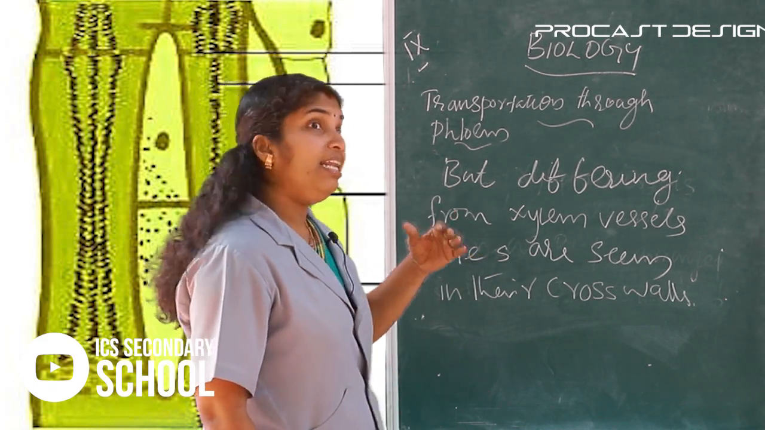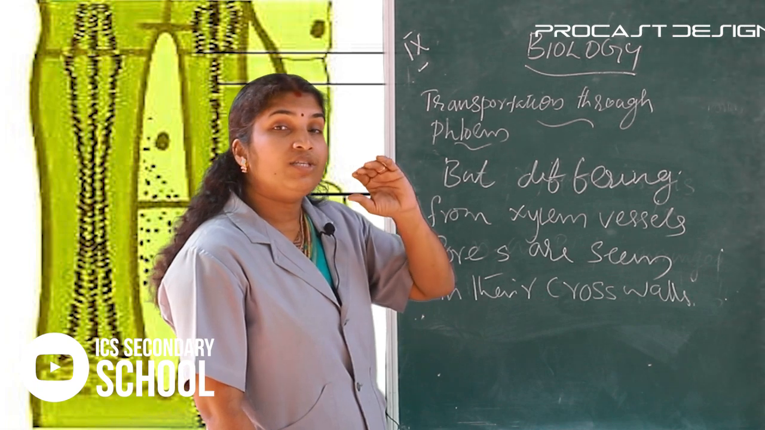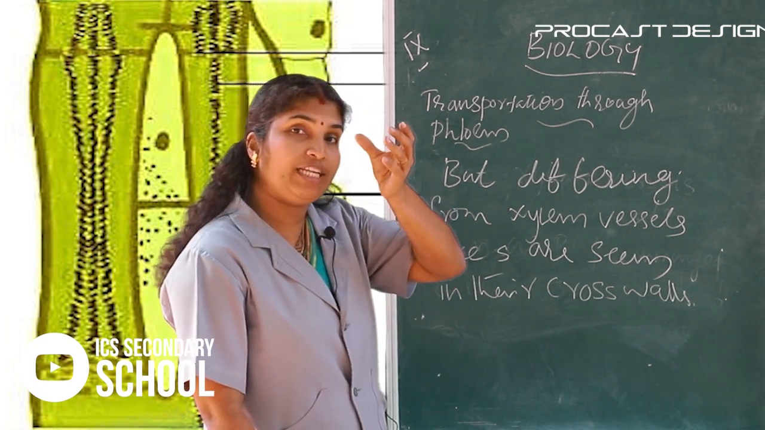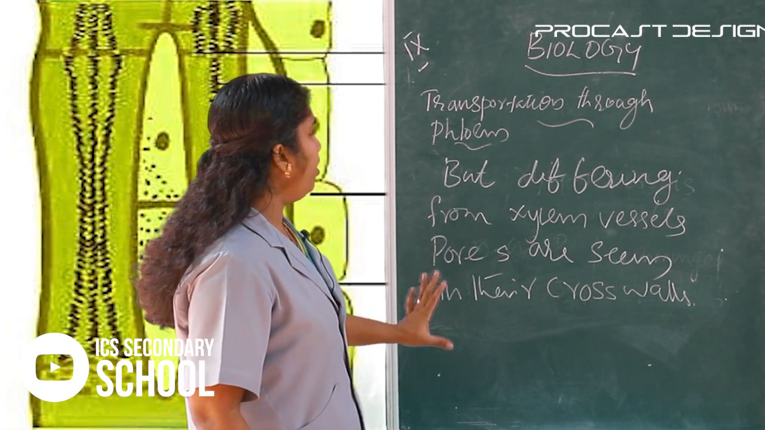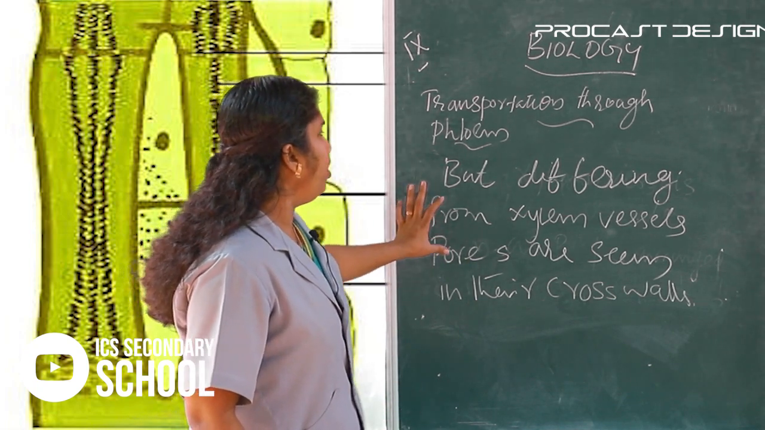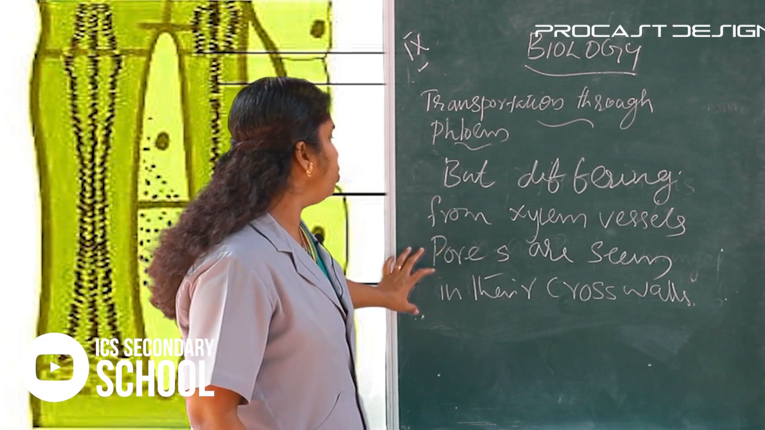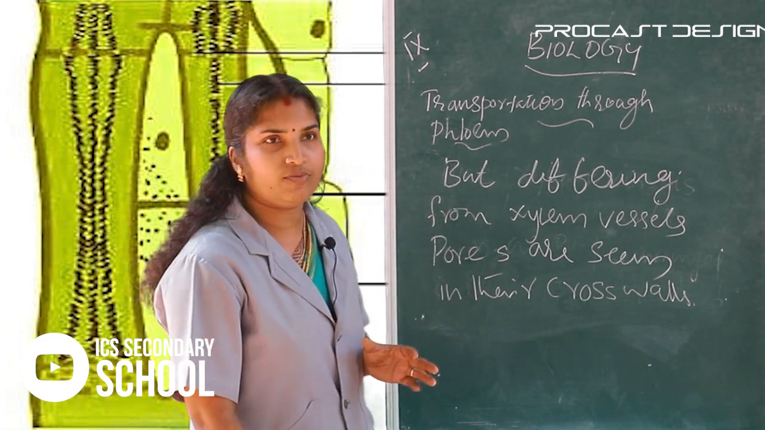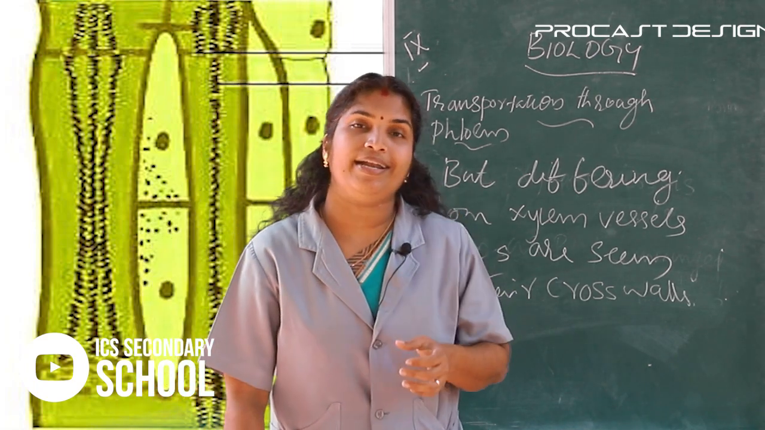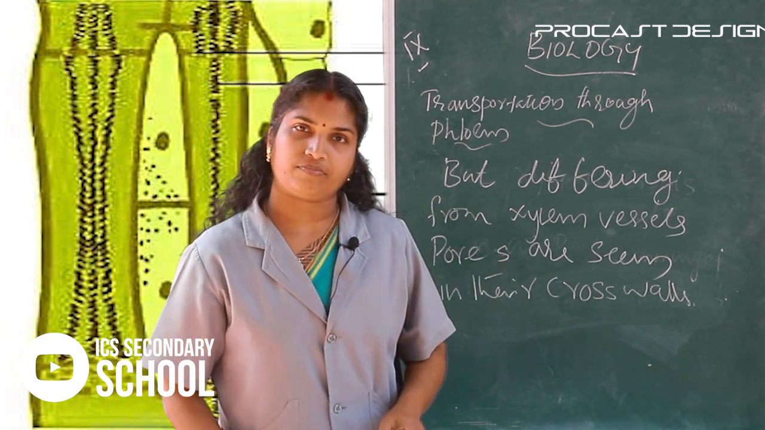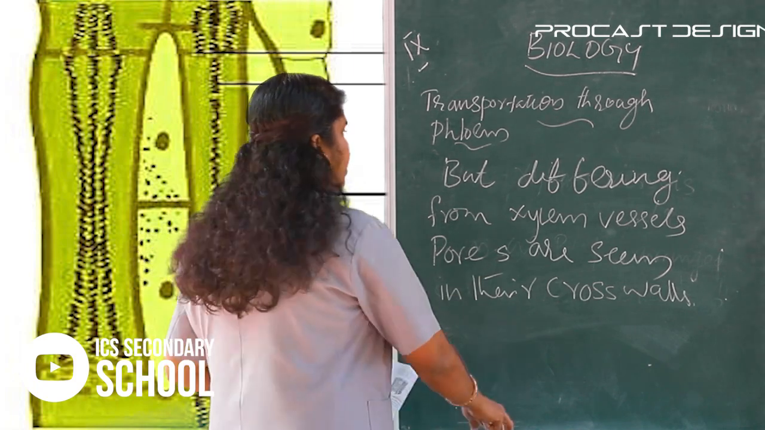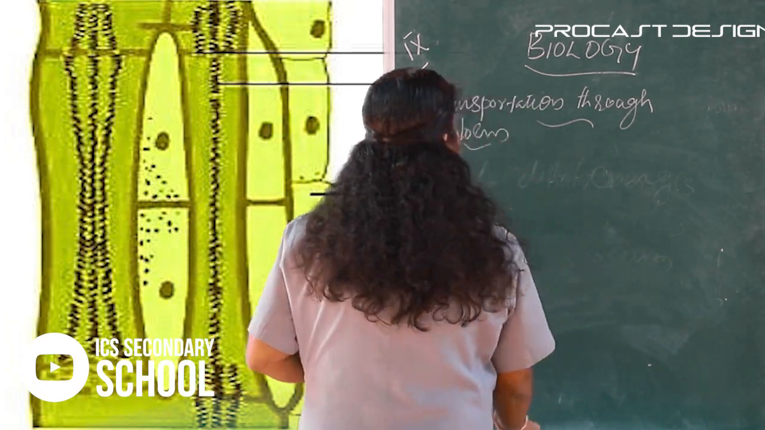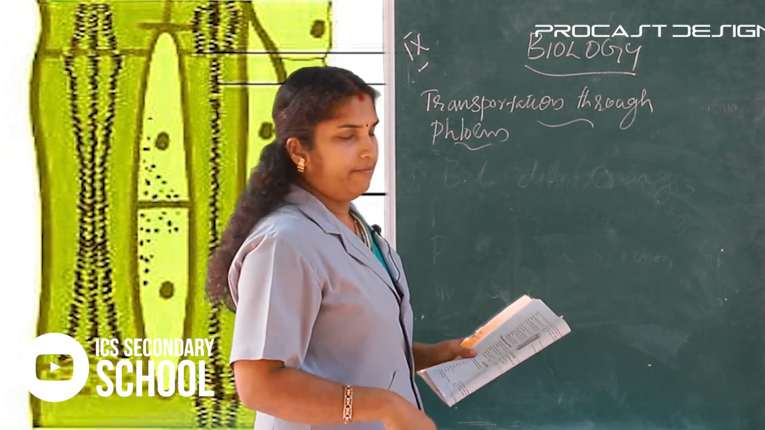In the xylem vessels, the cross walls are disintegrated and form a tube-like structure. In the sieve tubes, small pores are seen in their cross walls. These pores help in the conduction of food through the sieve tubes. Okay, please write. This is the difference between the sieve tubes and xylem vessels.